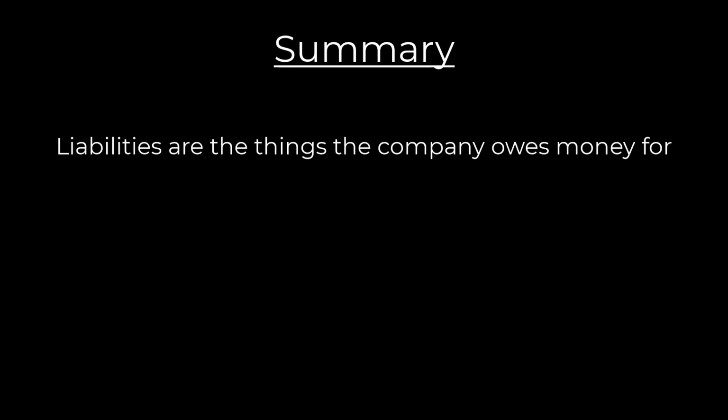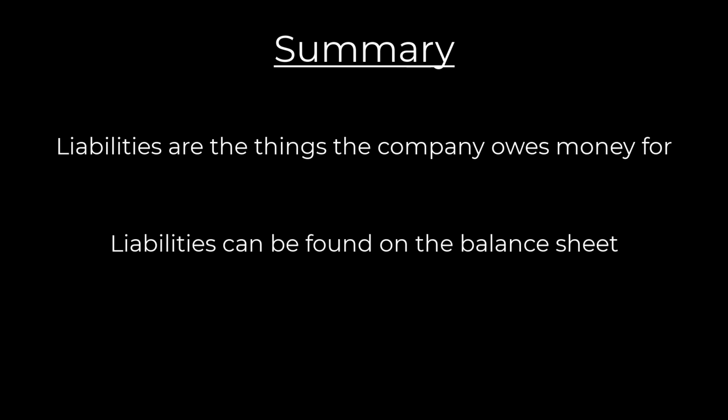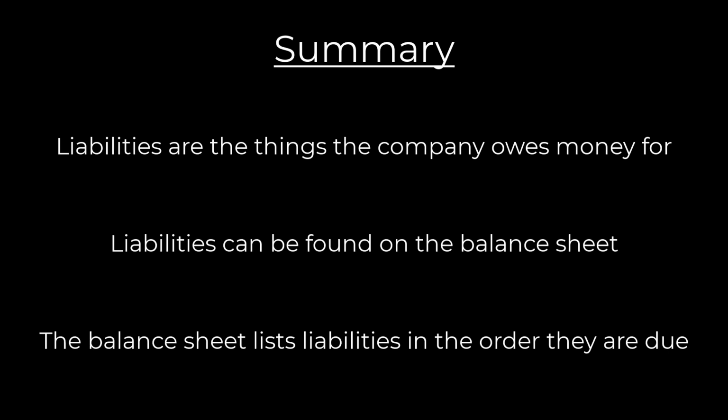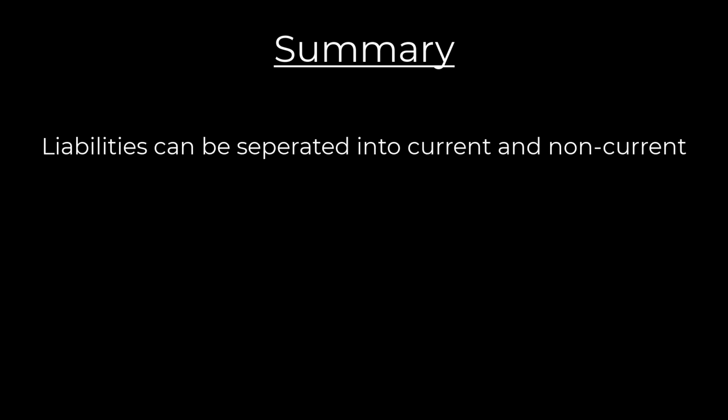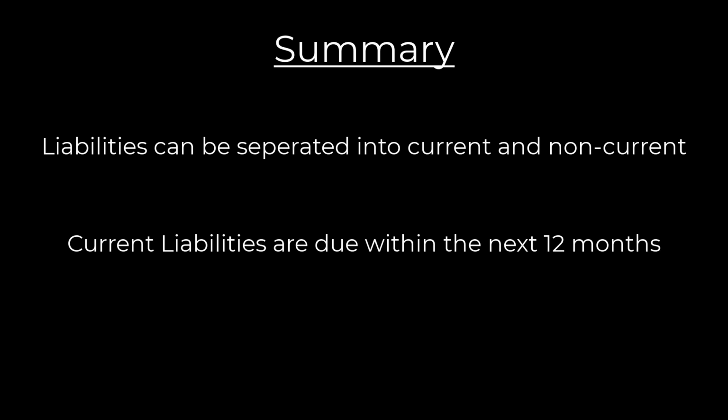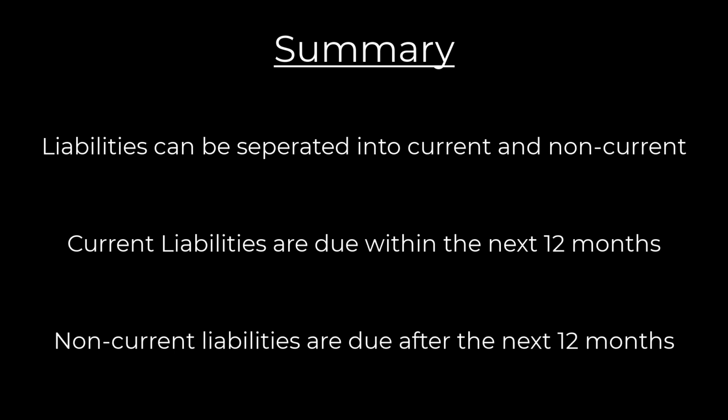Let's summarize. Liabilities are the things the company owes money for. Liabilities can be found on the balance sheet. The balance sheet lists liabilities in the order that they are due. Liabilities can be separated into current liabilities and non-current liabilities. Current liabilities are due within the next 12 months. Non-current liabilities are due after the next 12 months.